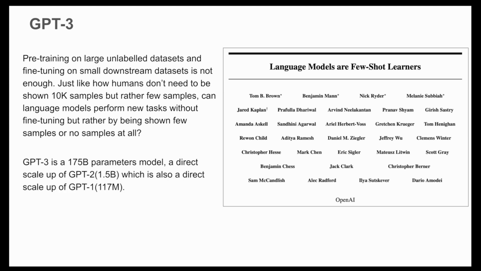So GPT-3 is a 175 billion parameter model. It's a direct scale-up of GPT-2. Like we saw, GPT-2 had 1.5 billion parameters, and GPT-2 was a direct scale-up of GPT-1.